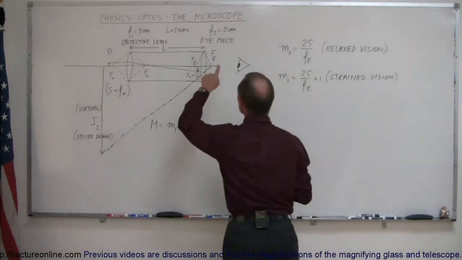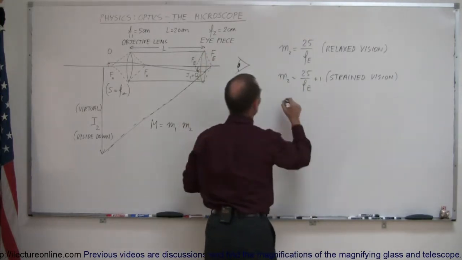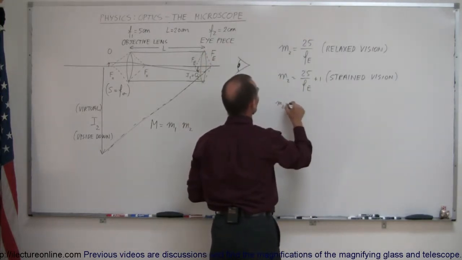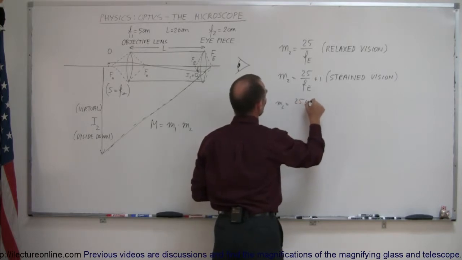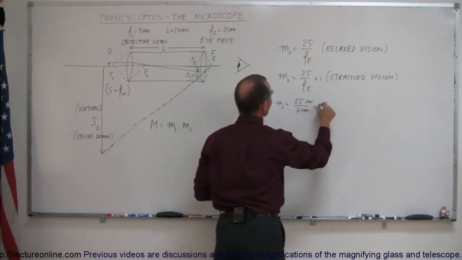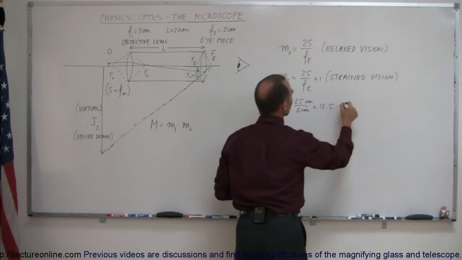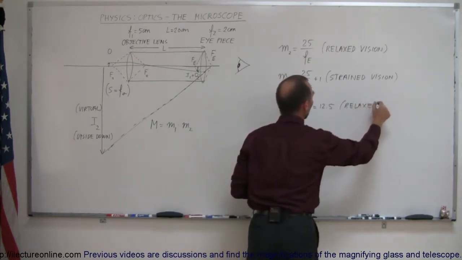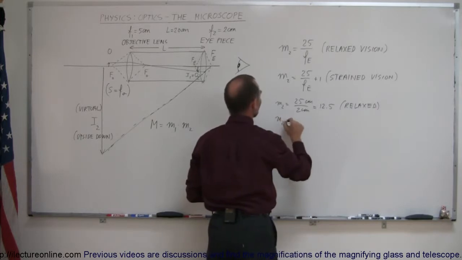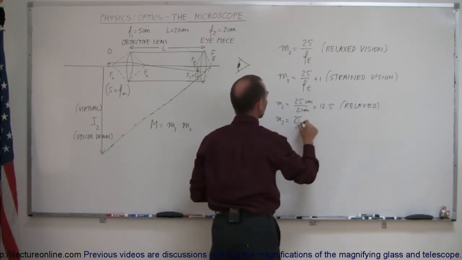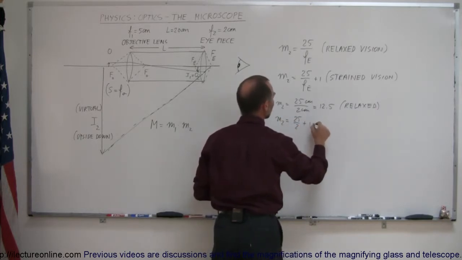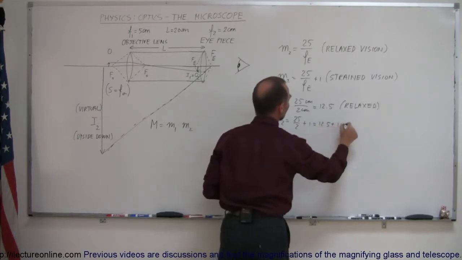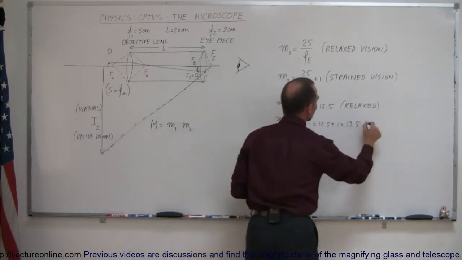Okay, and in our example, since the focal length is 2 centimeters, we can say that M2 is equal to 25 centimeters over 2 centimeters, which is 12.5, if we use relaxed vision. Or the magnification is equal to 25 over 2 plus 1, which is 12.5 plus 1, which is 13.5 for strained vision.